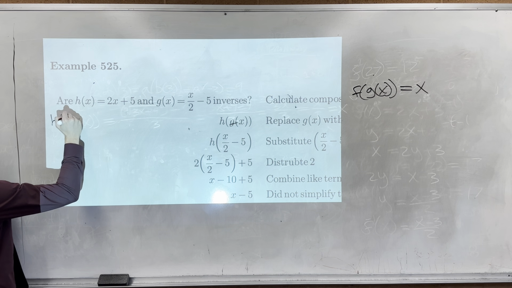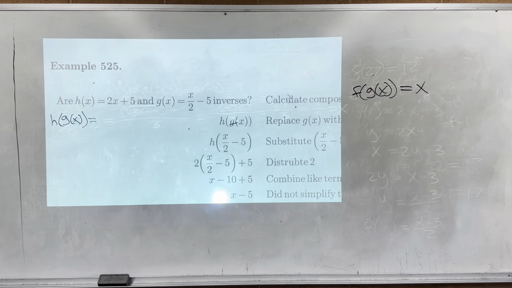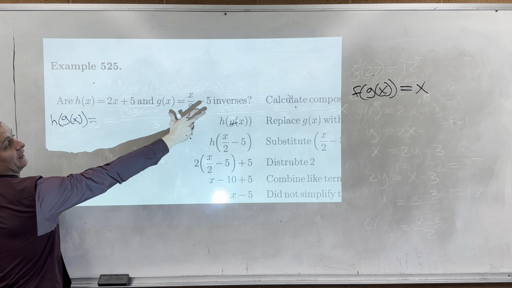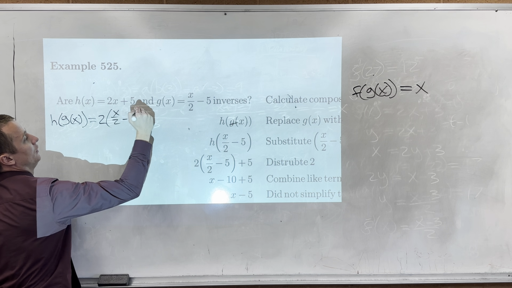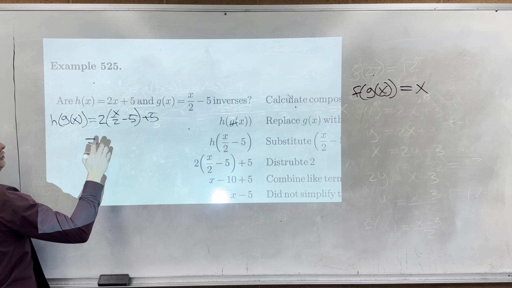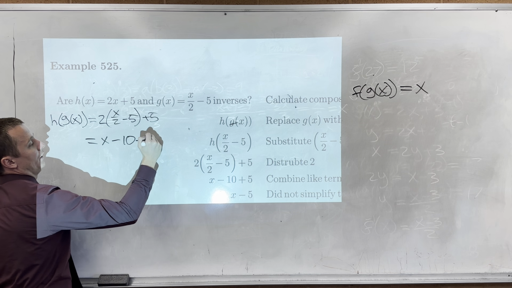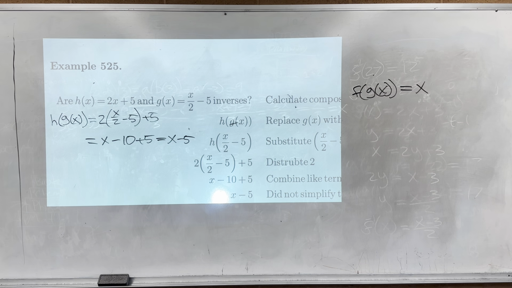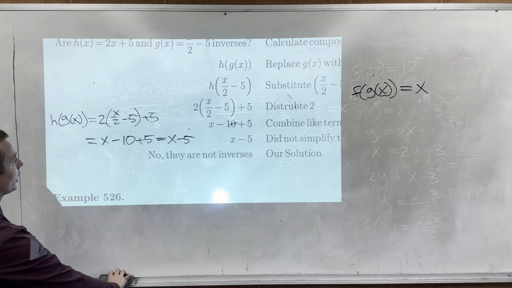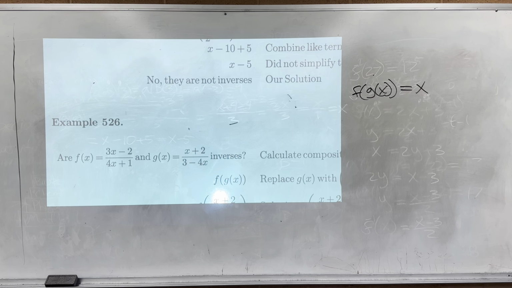Let's look at h of g of x. See what we get. So we're plugging in this for the x here. So we've got 2, plug in for our x, x over 2 minus 5, plus 5, which is equal to 2 times x halves is just x, 2 times negative 5 is negative 10, plus 5, which is then equal to x minus 5, which is not just x. So they're not inverses of each other. So don't just go based off of your intuition. You'll likely be wrong. Actually plug it in. And that's what that was meant to catch on.